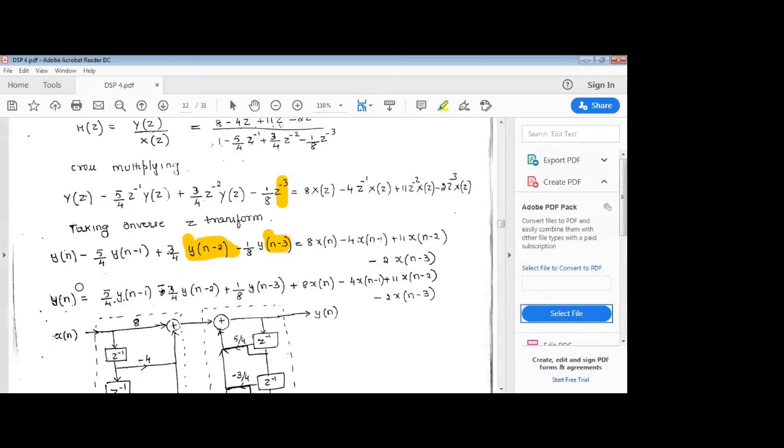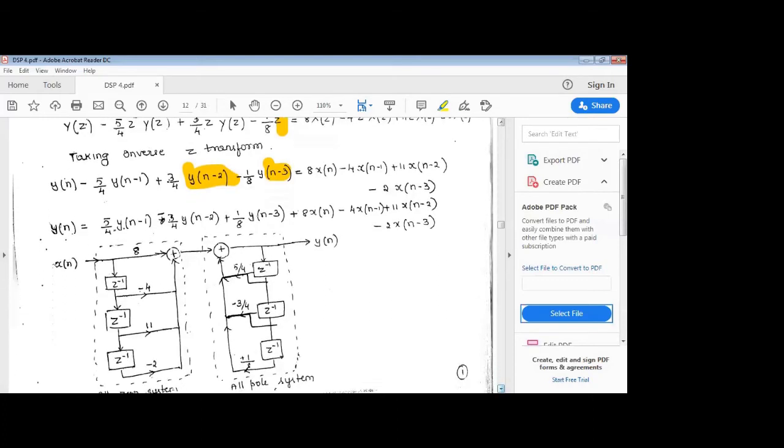The final expression in terms of Y of n is Y of n equals 5 by 4 Y of n minus 1 minus 3 by 4 Y of n minus 2 plus 1 by 8 Y of n minus 3 plus 8 X of n, and so on. Of course, I have brought my Y terms to the right hand side, keeping my X terms as they are. This is the final expression we get. Once we get this expression, the next step is the plotting.